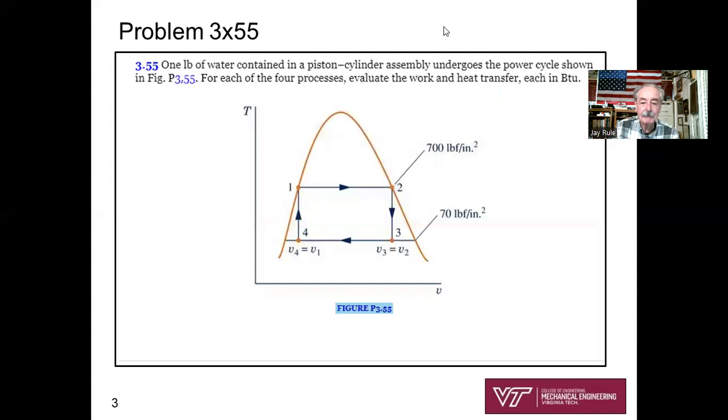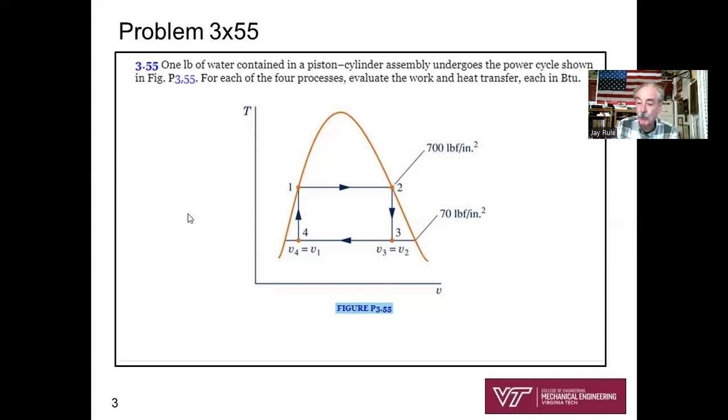So let's look at our problem 3.55 from the textbook. I'll read it. Hopefully you'll read along. And wow, look at this situation. You've also been provided a sketch, and so that's going to speed our planning, I believe. One pound mass of water is contained in a piston and cylinder assembly, and it undergoes a power cycle as shown in the figure. For each of the 4 processes, evaluate the work and the heat transfer, and it's saying evaluate that in the units of BTUs.